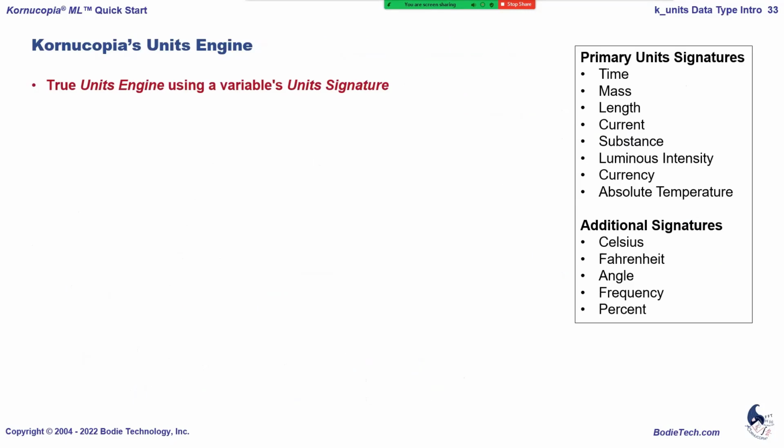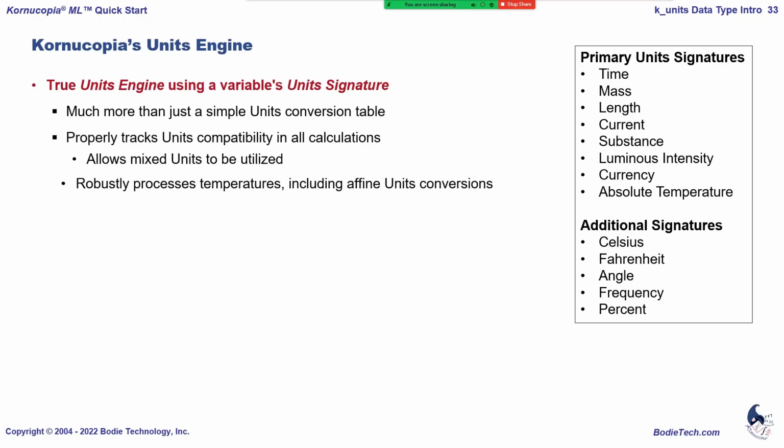Let's talk just a little bit about the units engine and all its capabilities. So Kornucopia is not just some little lookup table thing. It has a true units engine that's based on something called unit signatures. So there are fundamental primary unit signatures that exist in physics, like time, mass, length, current, and such. There are a few other extra signatures that aren't really fundamental but are useful to track. And Kornucopia's units engine and features manage all that for you, all behind the scenes. So this is much more than just a simple unit conversion table.